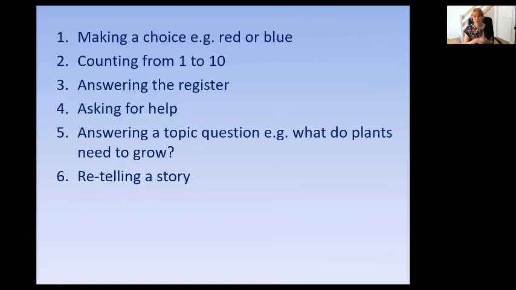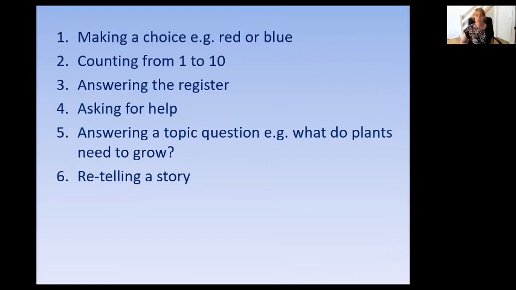Answering the register, well, it depends what they've got to say. It's just yes, miss, that might be okay. However, it can be quite a high communication load for children because everybody's watching and they feel under pressure. So it's less about what they've got to say as much as the situation that they find themselves in and the fact that they feel embarrassed.